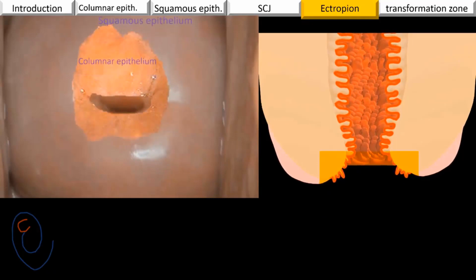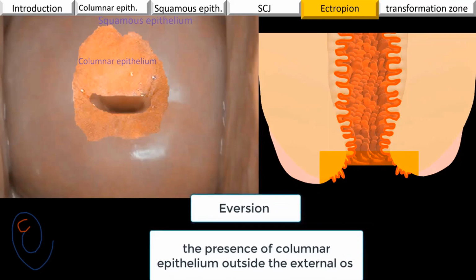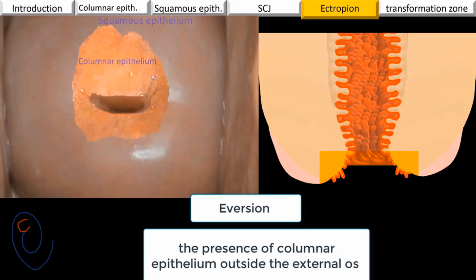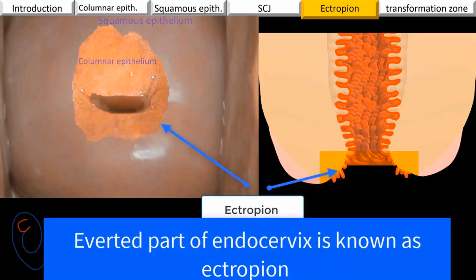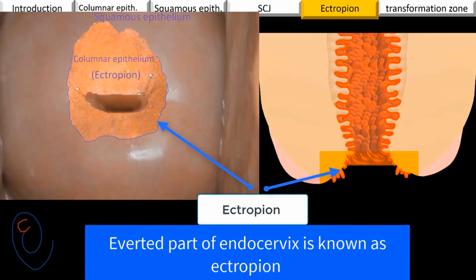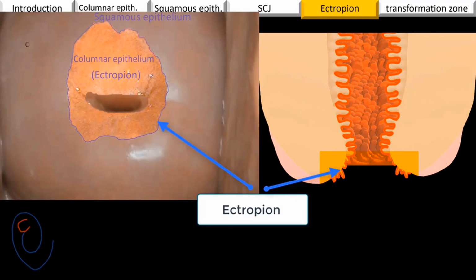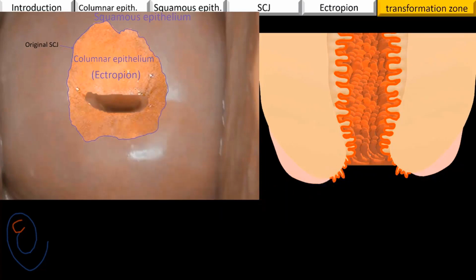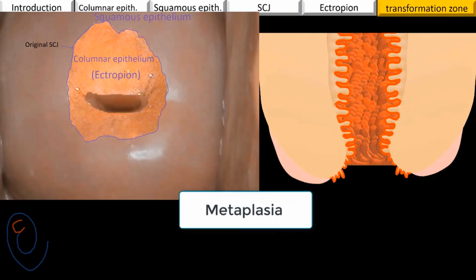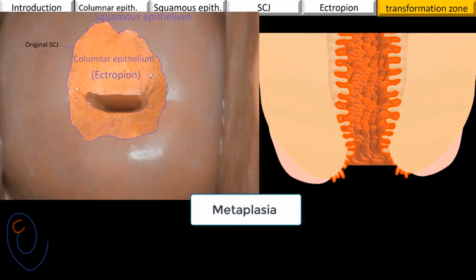The cervix will grow and consequently will evert, bringing a part of the endocervical tissue outside the level of the external os. Eversion is simply defined as the presence of endocervical tissue outside the external os. This everted part of the ectocervix is known as ectropion. Now the columnar epithelium of the ectropion becomes exposed to the vaginal medium. This columnar epithelium is sensitive to the acidity of the vaginal medium and will be damaged and replaced by squamous epithelium in a process known as squamous metaplasia.